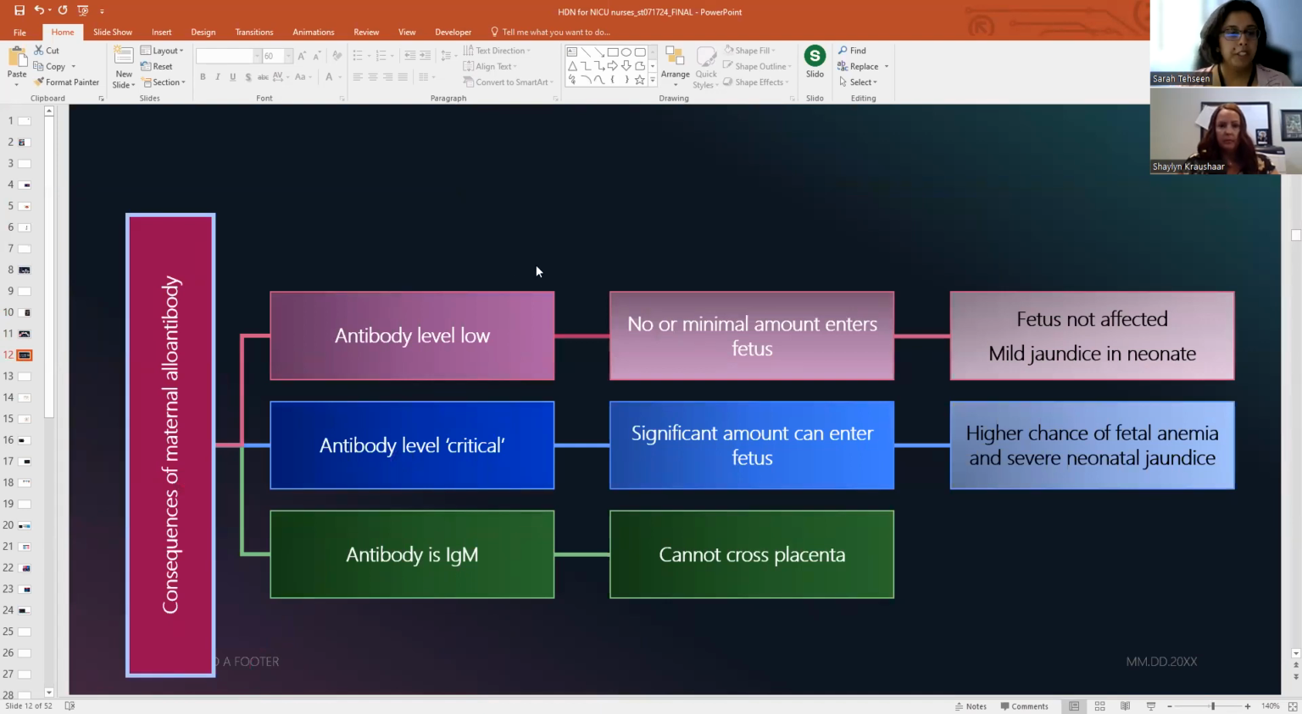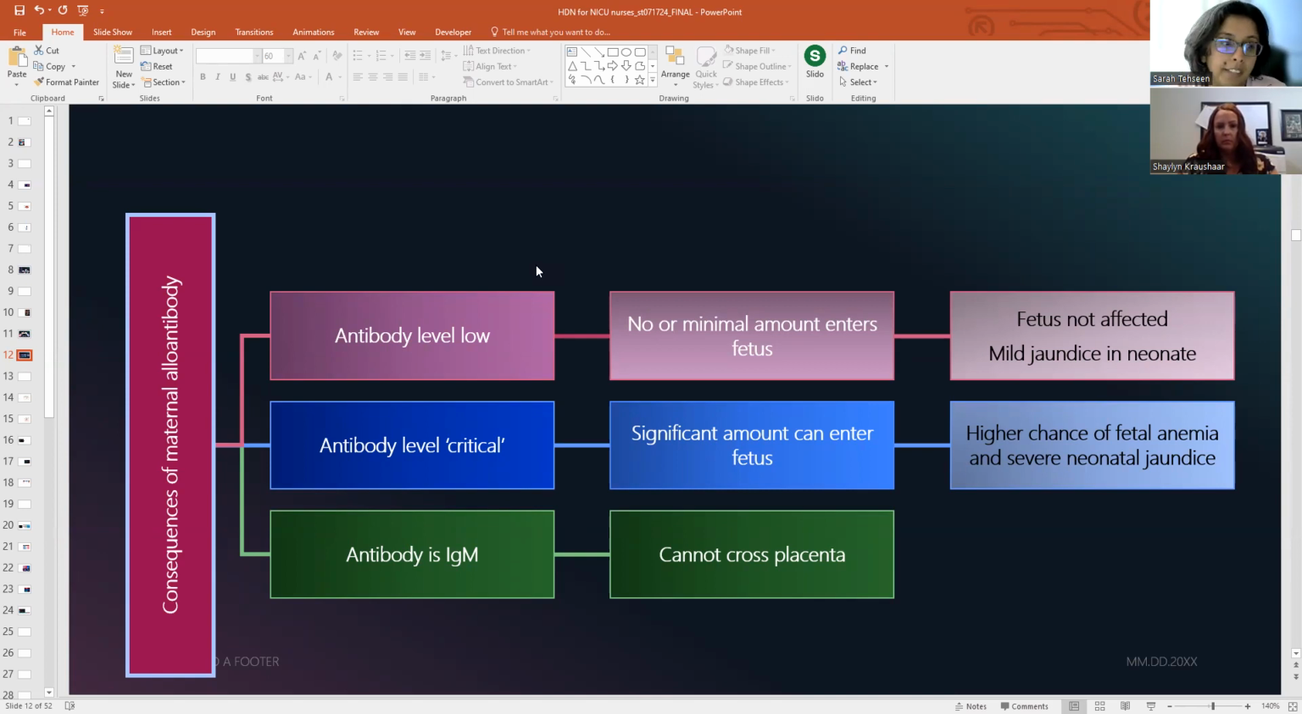So what happens if you have a maternal antibody? Let's say the antibody is formed, but the levels are low, so very little amount enters the fetal circulation. The fetus is not affected. Maybe the neonate will have mild jaundice, in most cases not even that. So this is the situation where, for our lab, the antibody titer is less than 1:64.